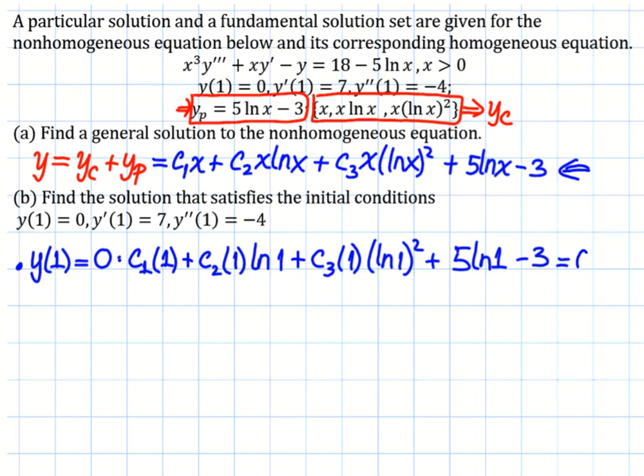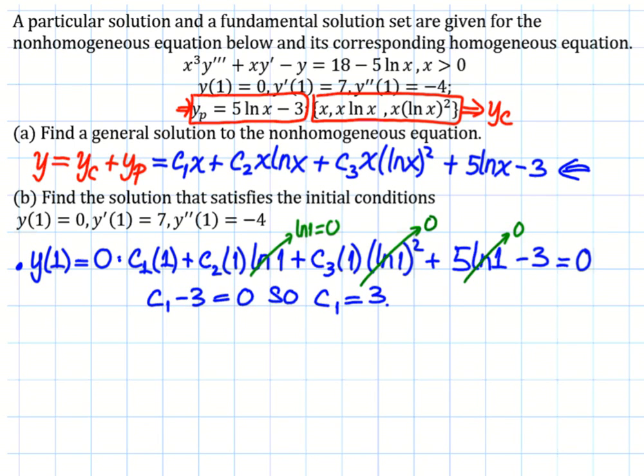This is supposed to be equal to 0. We have ln of 1 is equal to 0. So all of those cancel out. And we are only left with C1 minus 3 equal to 0. So we have C1 is equal to positive 3. Next, we go to the derivative.